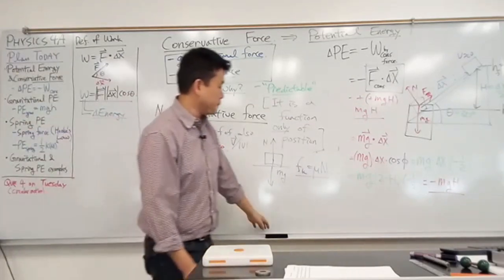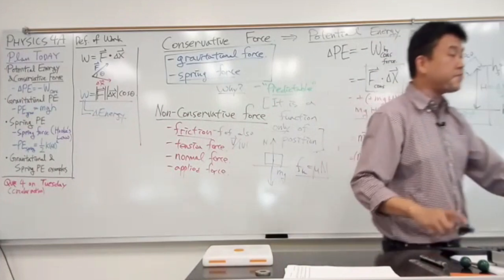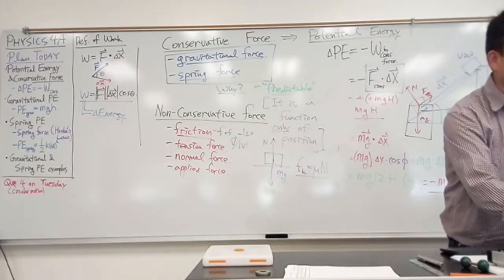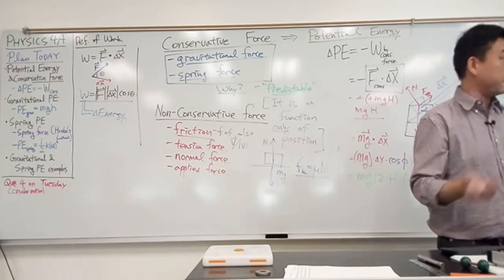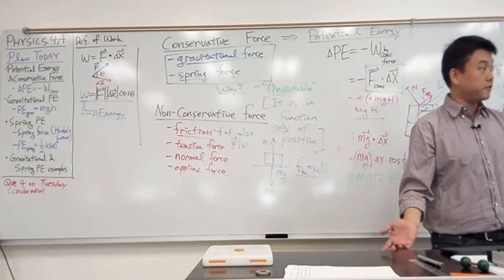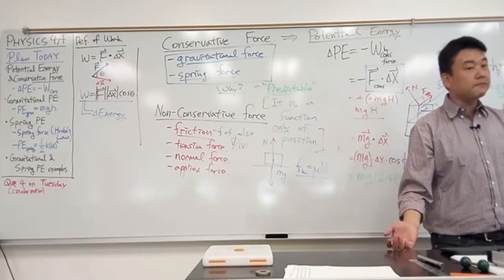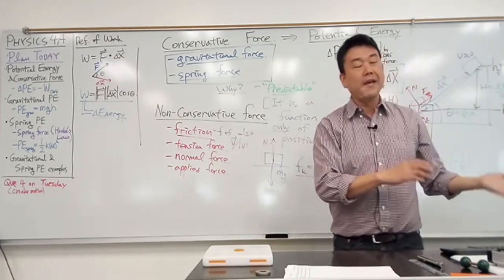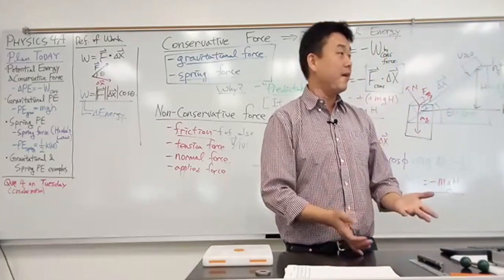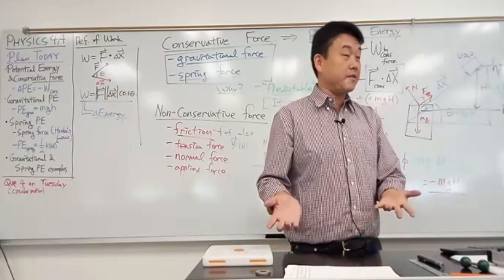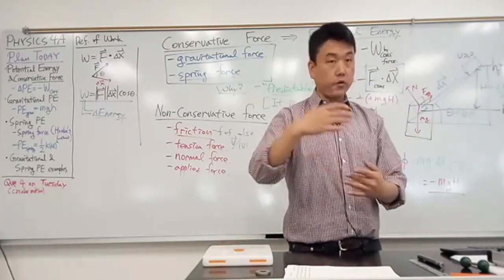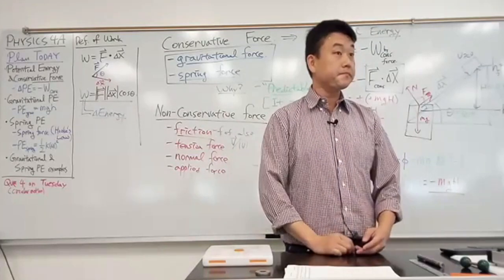But I want you to be on the lookout for more, especially in future physics classes. When you take physics 4B, you will see that electric force is a conservative force. Magnetic force, surprisingly, is actually a conservative force. And in fact, at a fundamental level, every single force is a kind of conservative force, which is why what we said on Tuesday holds, that total energy is always conserved. You just have to account for all the different forms of energy.